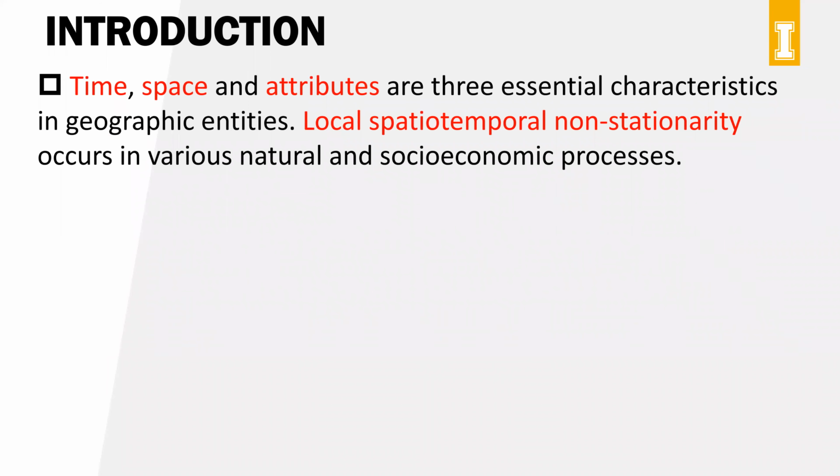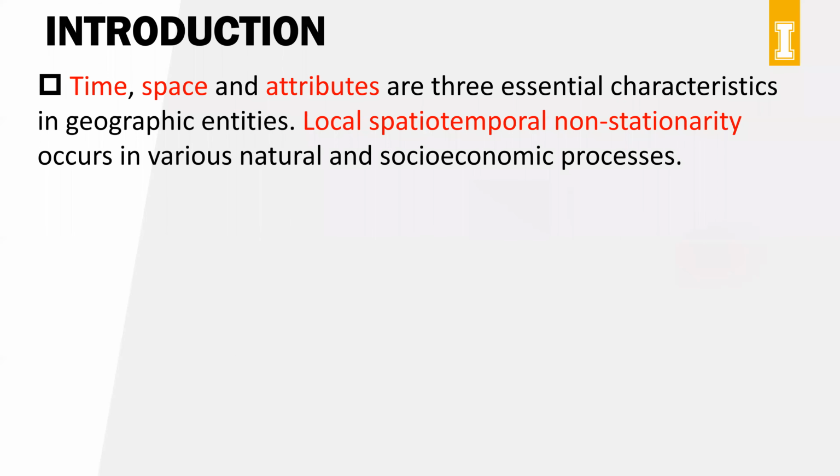So we know that in the real world, in geographic problems, there are three important entities: time, space, and attributes. Sometimes you can use ordinary least squares to get the regression model globally. However, there is some local spatiotemporal variation that is not consistent with the global model. That is called spatiotemporal non-stationarity.